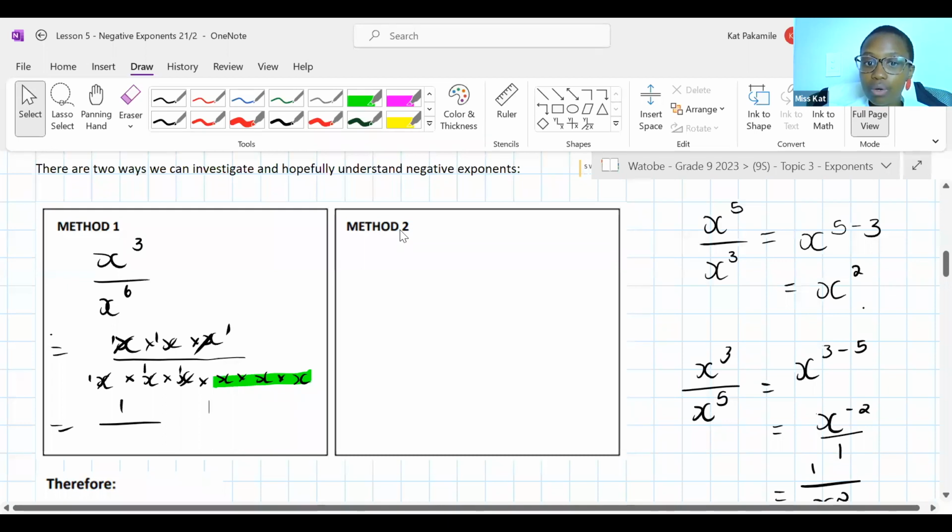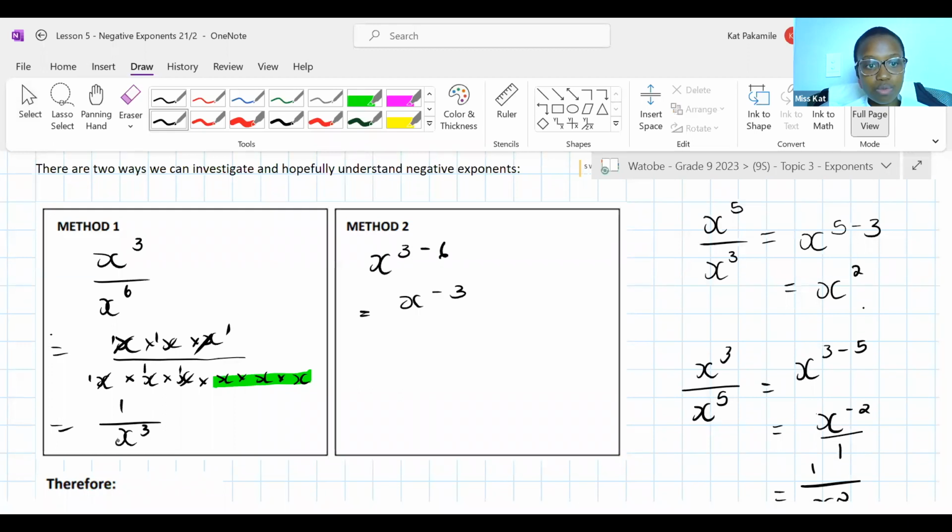X cubed. So this will be the same as x cubed. Do we see that? Do you agree that if we did method 2, which would be x to the 3 minus 6, this would have given us x to the negative 3? But we have just proven now that x to the negative 3 is the same as 1 over x cubed.